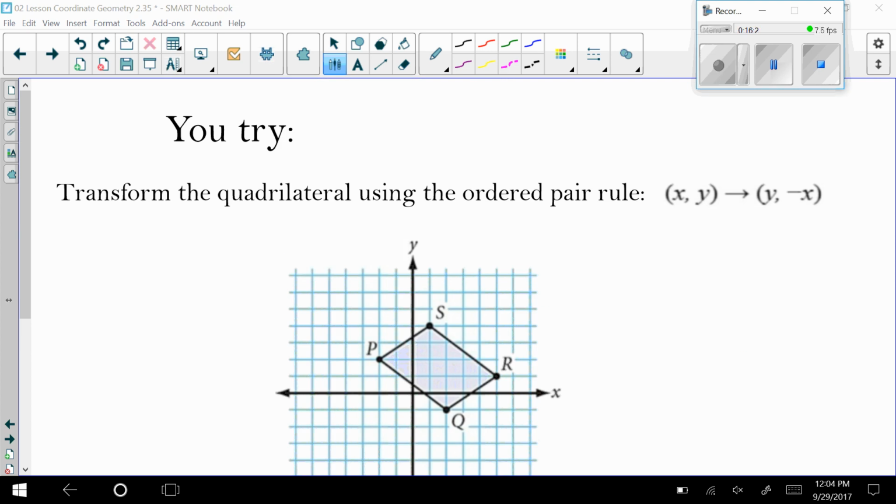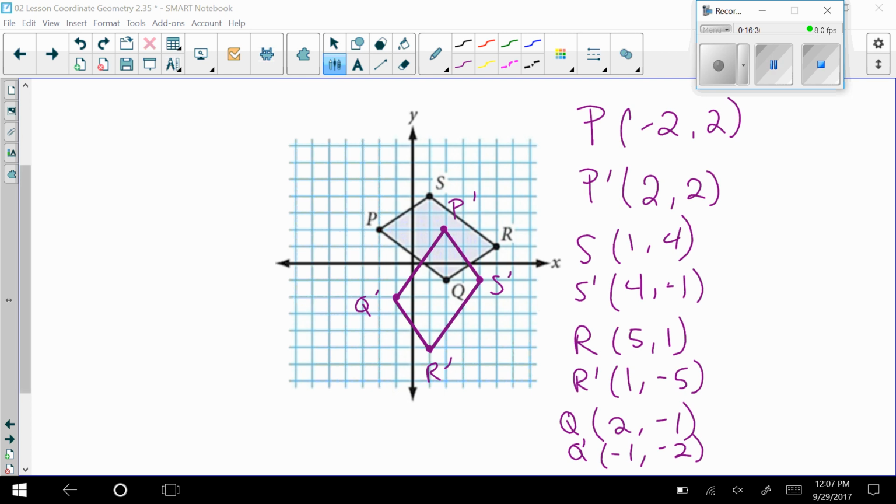Now you try. Transform the quadrilateral using the ordered pair rule that we just practiced with: (x, y) becomes (y, -x). Please pause the video while you work and unpause for the solution. So by applying the ordered pair rule, (x, y) becomes (y, -x). That again is a 90-degree rotation about the origin. So our P prime becomes (2, 2), S prime becomes (4, -1), R prime becomes (1, -5), and Q prime becomes (-1, -2).